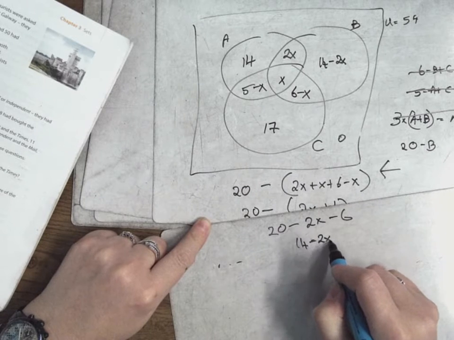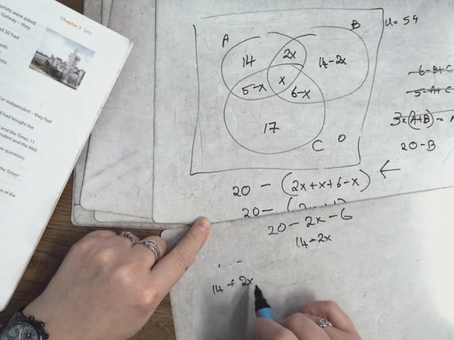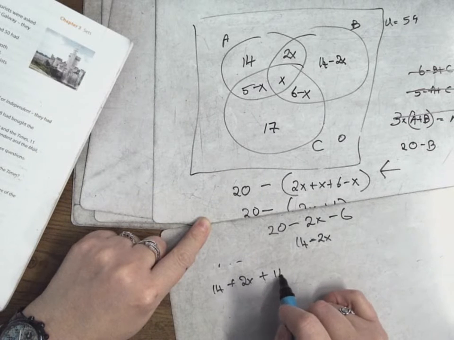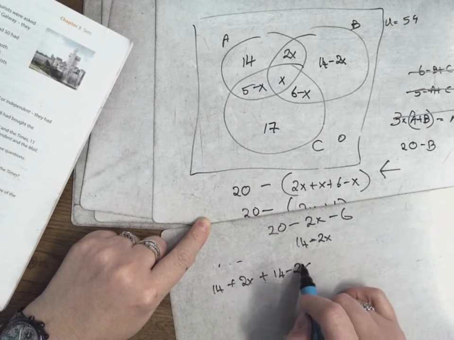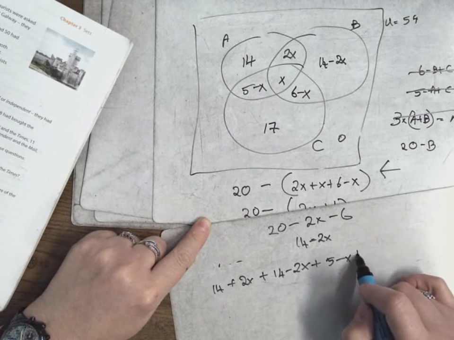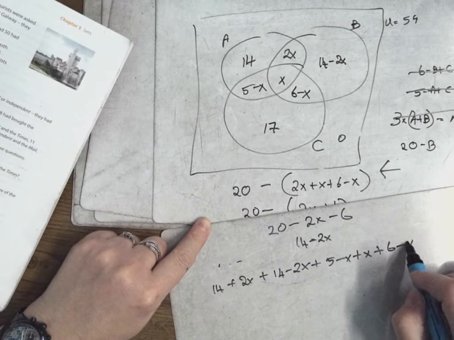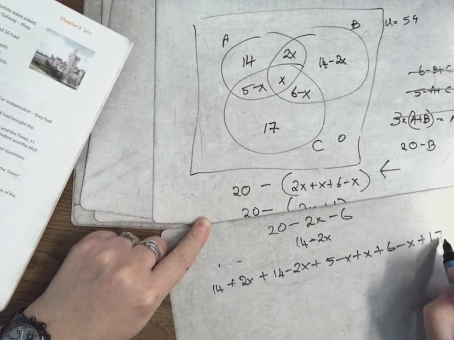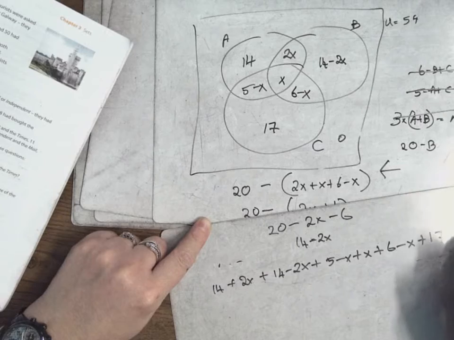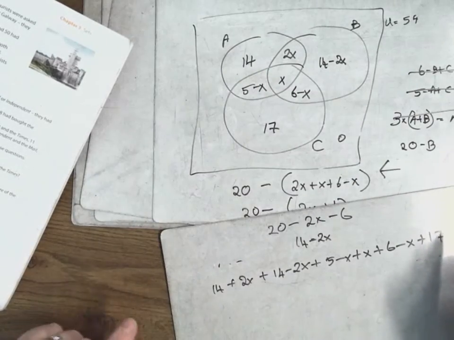So that's 14 minus 2x. Then 14 plus 2x plus 14 minus 2x plus 5 minus x plus 6 minus x plus 17 all add up to 54. Is that okay? So every single section adds up to 54, right?